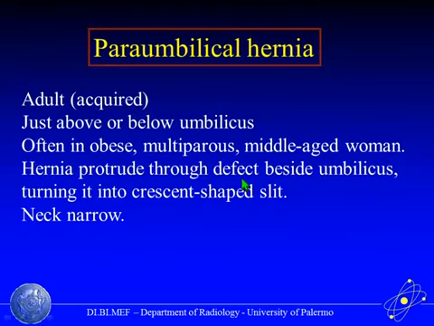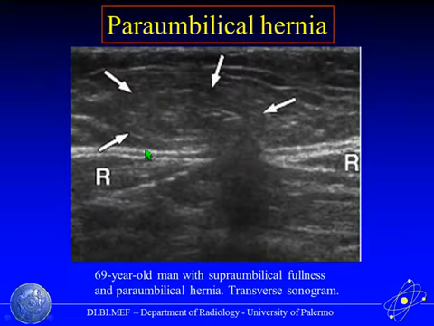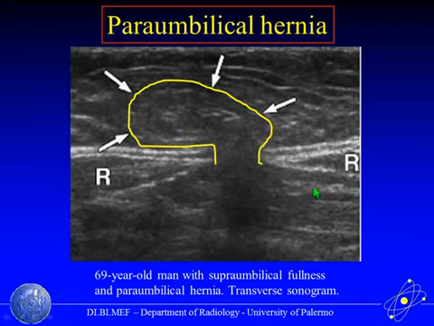Briefly, some other types of hernia. Paraumbilical hernia is usually acquired, so it arises in adults, just above or below the umbilicus, often in obese, multiparous, middle-aged women, and usually we have a narrow neck in this kind of hernia, as we can see in this example. This is the rectus abdominis muscles, and with a short neck, we have this paraumbilical hernia.